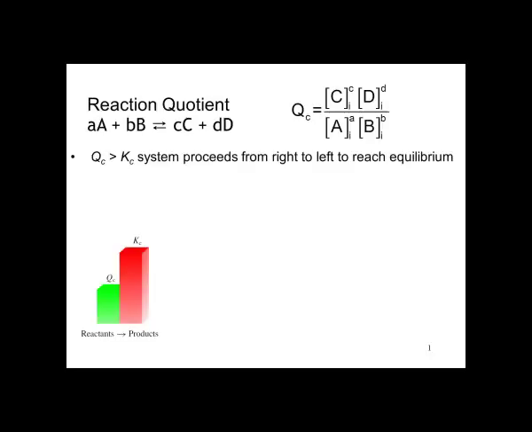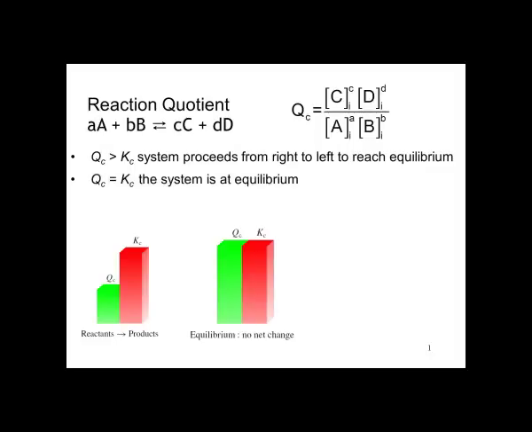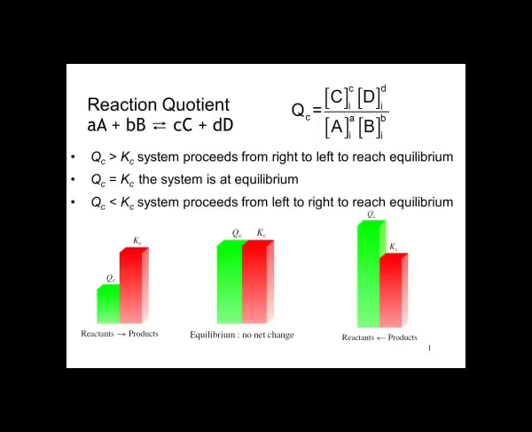If QC is greater than Kc, the system proceeds from right to left to reach equilibrium. If QC equals Kc, the system is at equilibrium. If QC is less than Kc, the system proceeds from left to right to reach equilibrium.